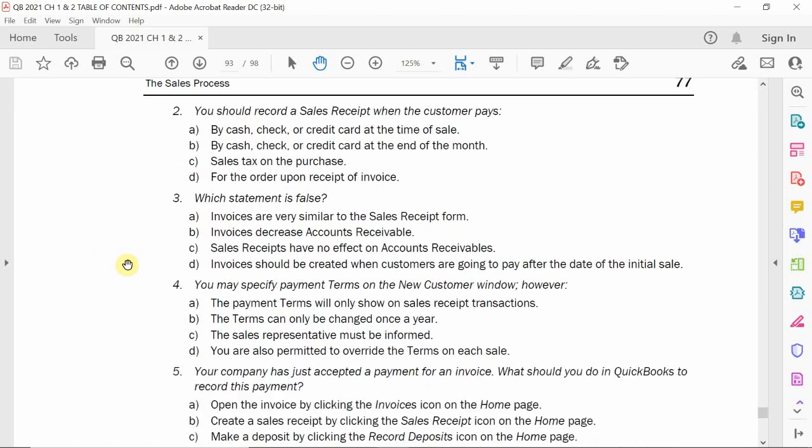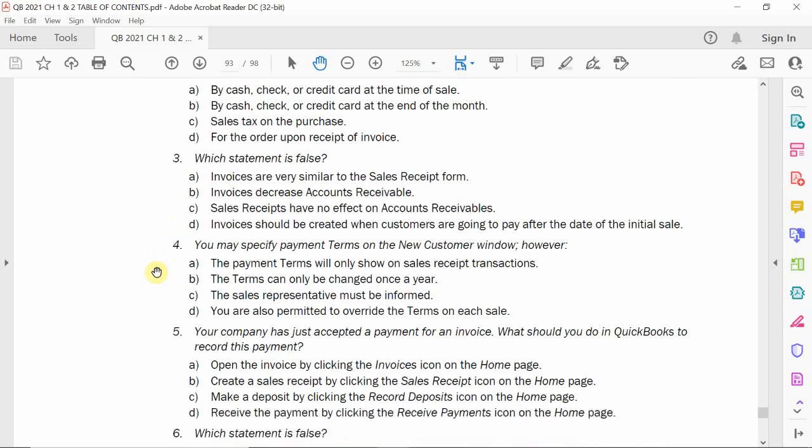Number 3, which statement is false? So that means there are 3 truths and one of them is false. I got B. Invoices decrease accounts receivable. Yes, that is false because it actually increases, right? Invoices just tell you that your customer is owing you money. So when you know what an accounts receivable is, when you allow your customers to owe you money, you're increasing it, not decreasing it. Okay. Good.